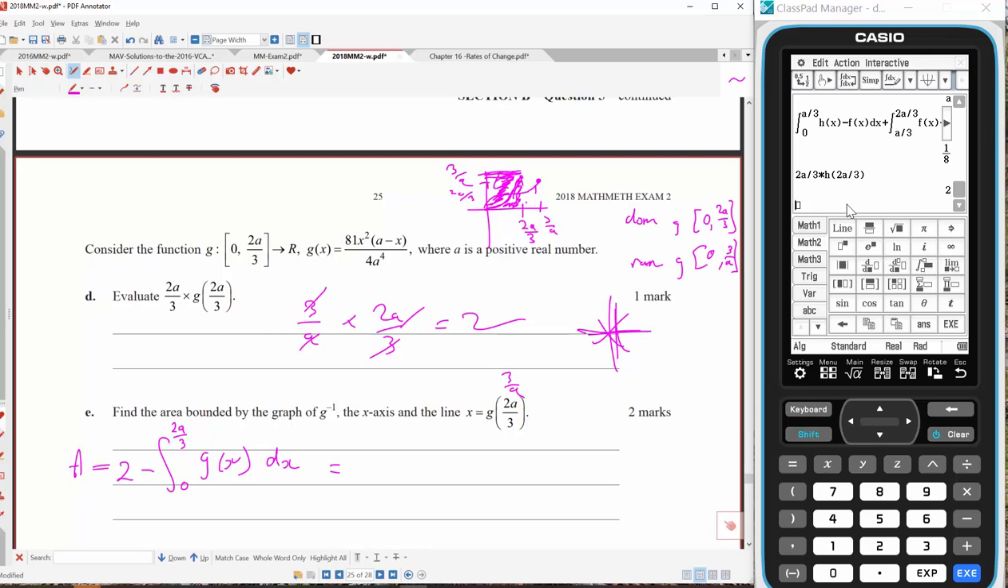All right, so let's see what happens here. 2 take away the integral from 0 to 2a on 3 of, I've still called it h of x, I think, dx is equal to 1. Okay.